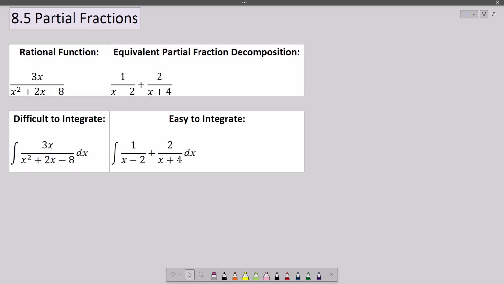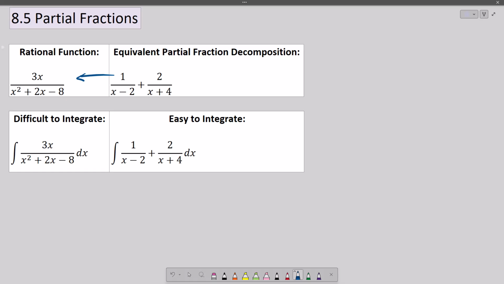So notice these two functions are equal. And in algebra, you've gone this way a million times. You'd multiply this one by x plus 4 over x plus 4, multiply this one by x minus 2 over x minus 2, get a common denominator, and take two rational functions and merge them into one. You haven't gone the other way. But notice, if you could go the other way, isn't this a lot easier to integrate than that?